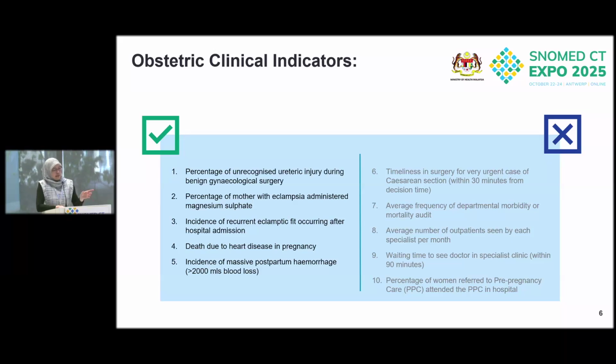And then if you say, oh, okay, unrecognized ureteric injury, we will have to ask, do you actually say in your document unrecognized ureteric injury, or are there types of injuries that you actually document? So we help those clinicians together and come up with a data set with the relevant clinical terms that we want to capture, and then we will codify it with SNOMED CT.